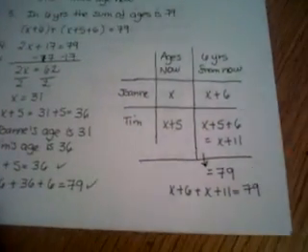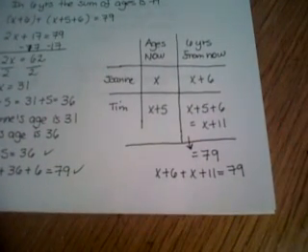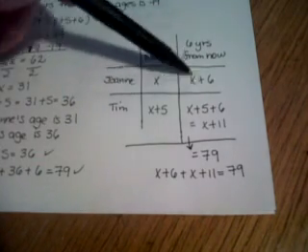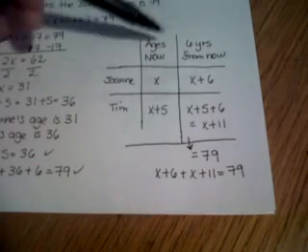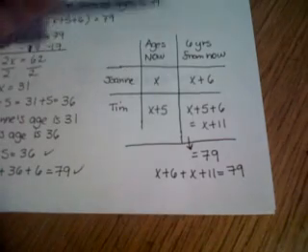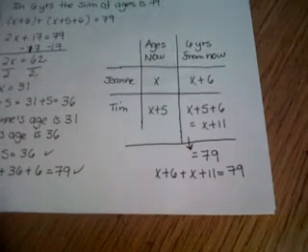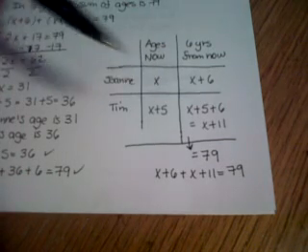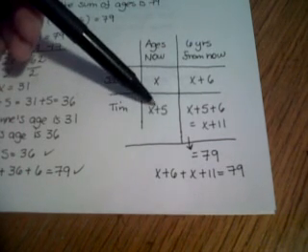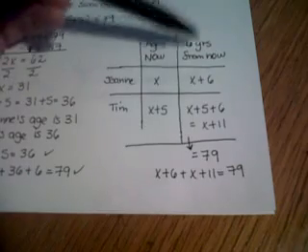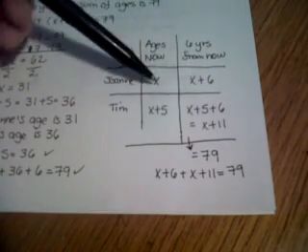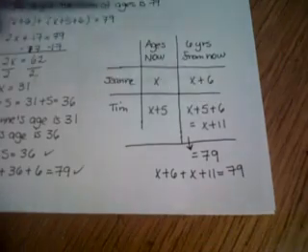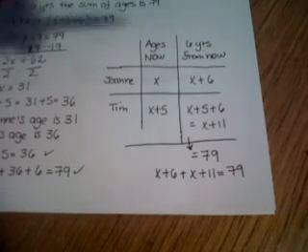Now, another way to look at this problem to help you set it up is to make a table. If I look at a table here, I can say, here's Joanna, here's Tim. Here are their ages now. This is going to be their ages 6 years from now. I called Joanna's age now x. I knew that Tim was 5 years older, so he's going to be x plus 5. In 6 years, Joanna will be x plus 6. Tim will be x plus 5 plus 6, which is also x plus 11.